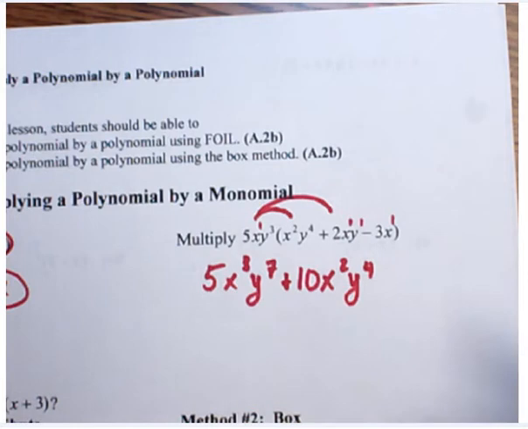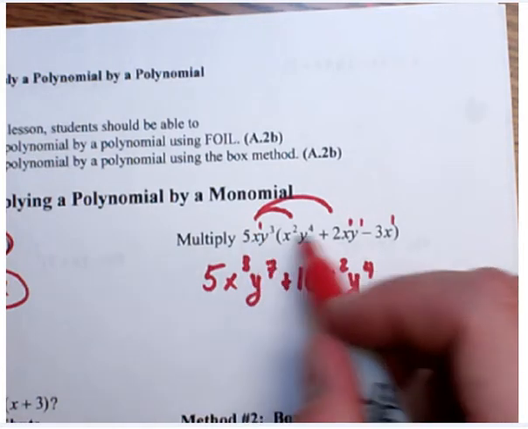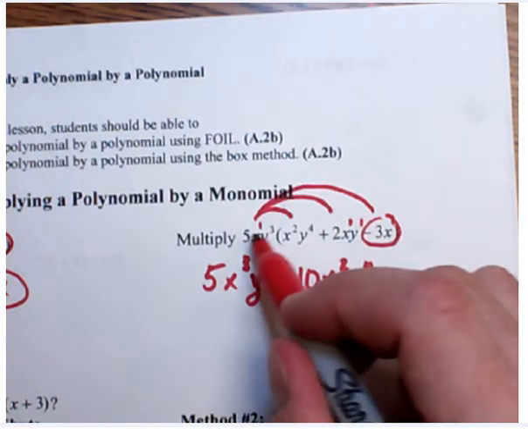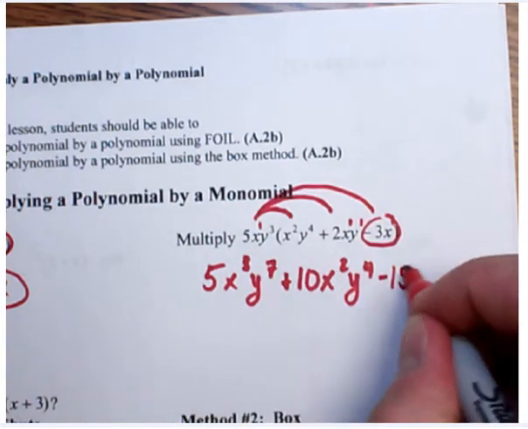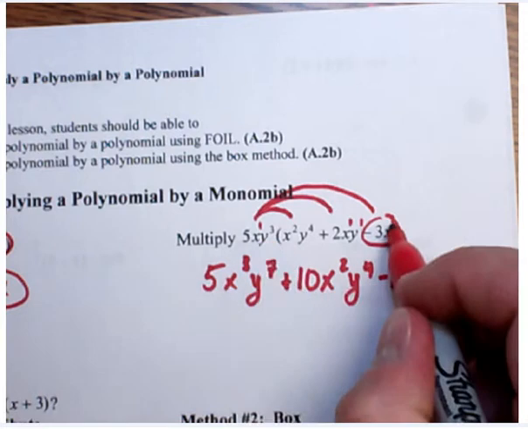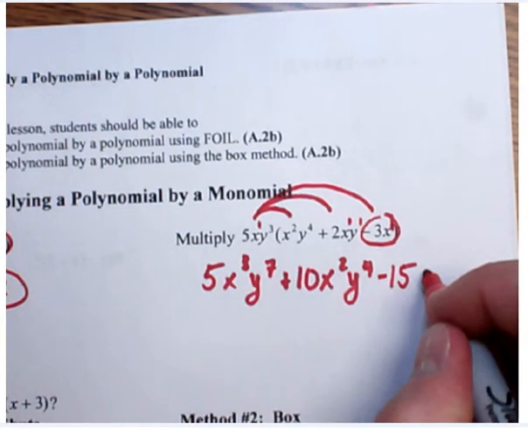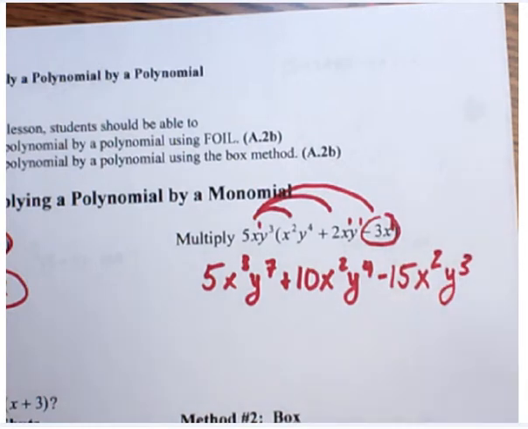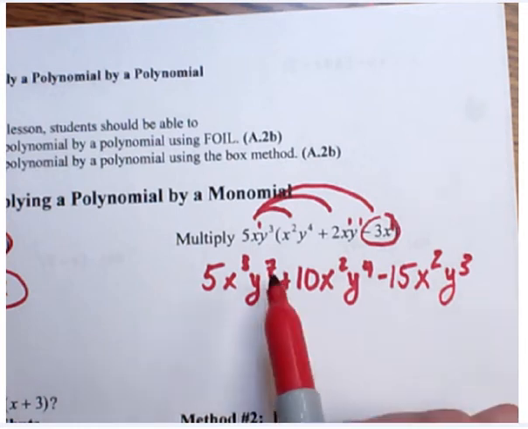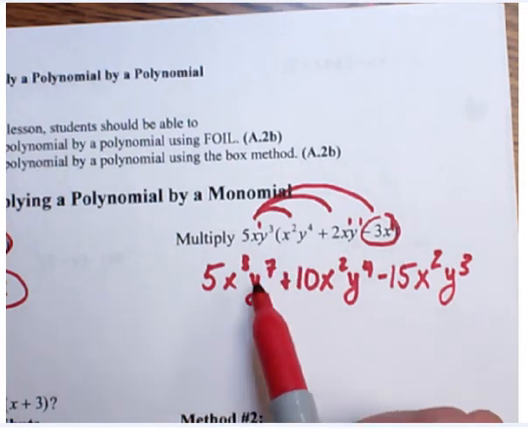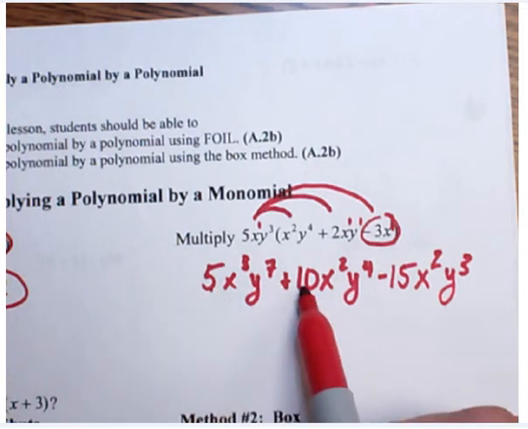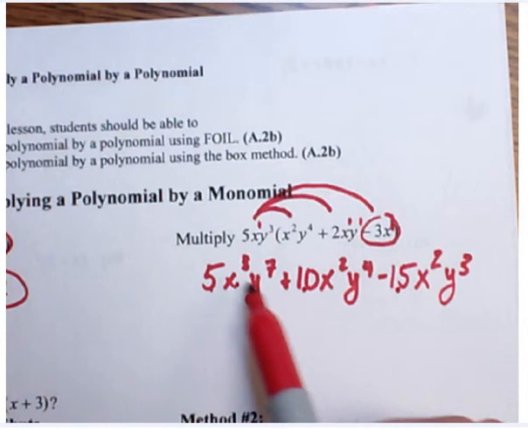And then the last piece here is 5xy to the third times negative 3x. So 5 times negative 3 is minus 15. That's x to the first. x to the first times x to the first is x to the second. And then y to the third just stays like it is. Okay, so this is what we did in the last class. Distribute, and when you multiply, you have to add the exponents of the variables. Multiply the coefficients, but you have to add the exponents.